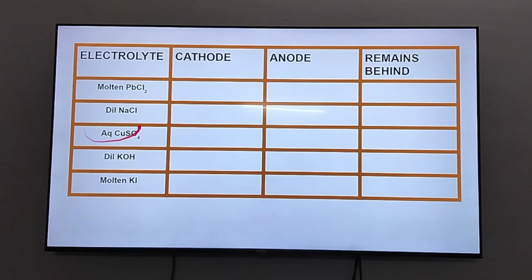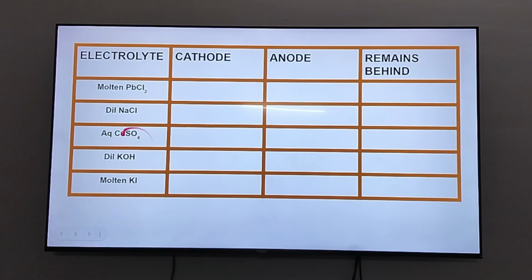Similarly, you could do it for aqueous copper sulfate, where copper and oxygen will be formed at the cathode and anode. And what will remain behind would be hydrogen from water and sulfate from here. So it would be hydrogen sulfate, or sulfuric acid.